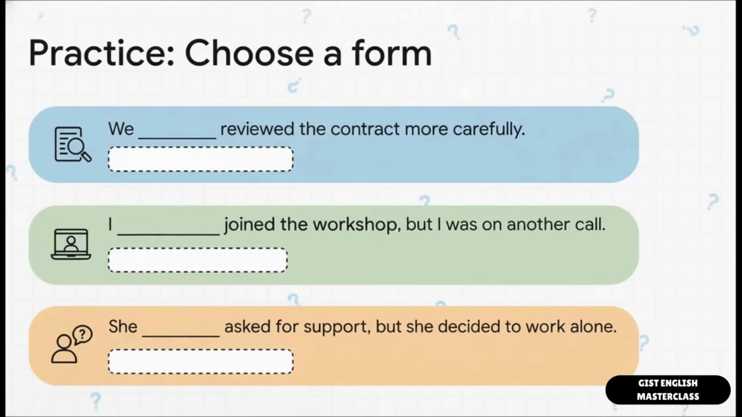Okay, you ready for a little practice? It's your turn. I've got three sentences on the screen, each with a blank space. All you have to do is choose the correct form: would have, could have, or should have. Go ahead and take a moment to think about your answers. You can even pause if you need to. All right, have you got your answers? Let's see how you did.